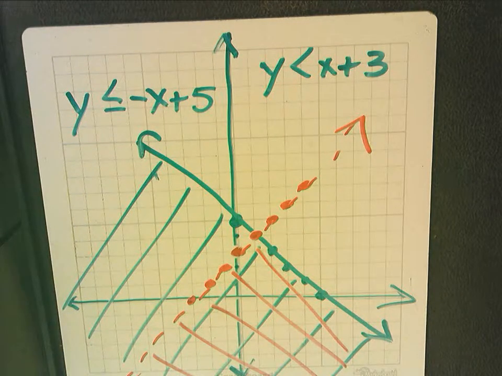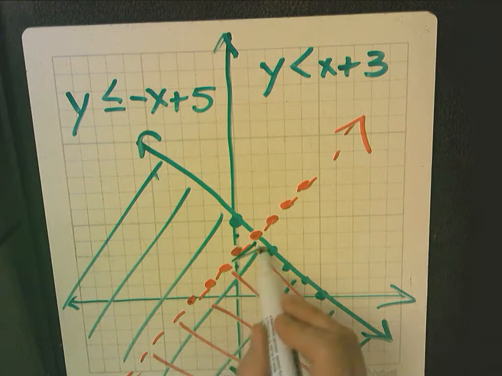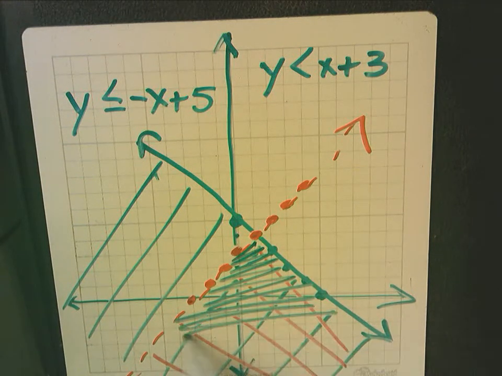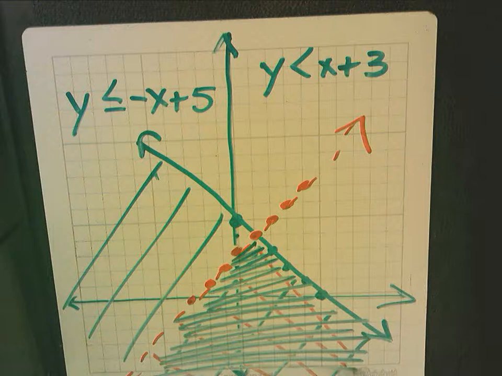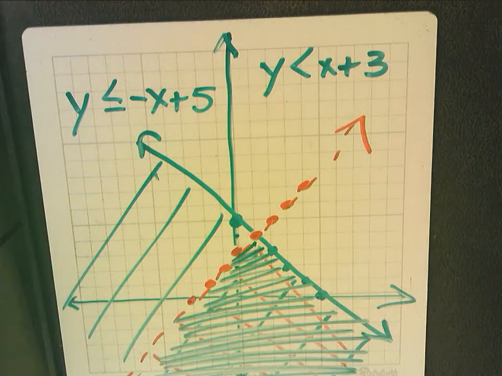So my final answer is going to be where these shadings overlap, and that happens there. So again, your final answer looks like a triangle.